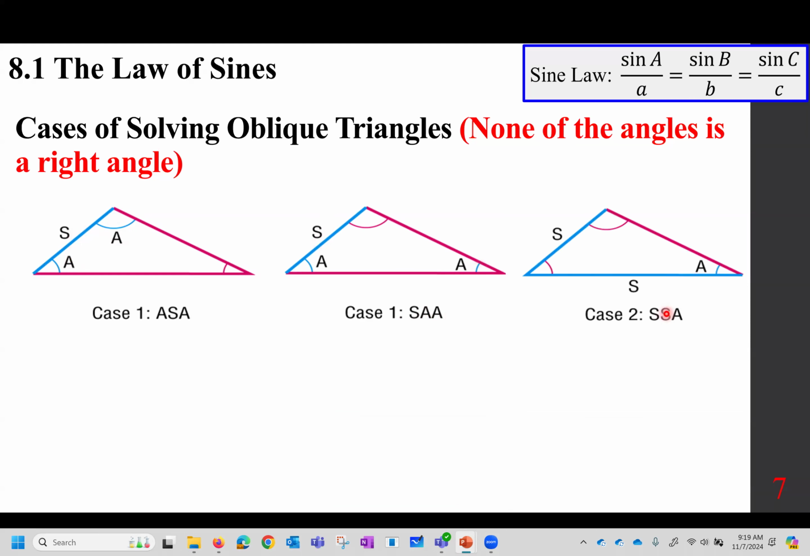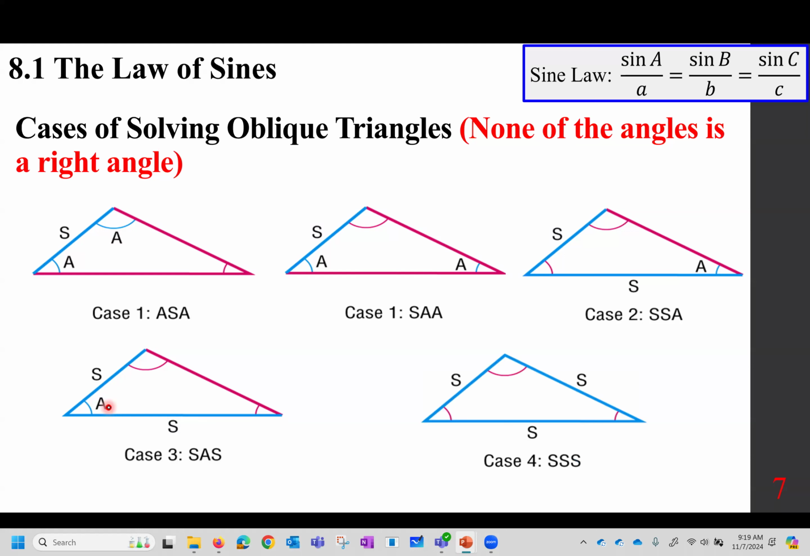Case number 2, SSA, we have two sides and an angle. This is SAS, side angle side. The difference between these two is that this is called the included angle, the angle between the two sides. SSS, we have all sides. So these are different cases of an oblique triangle that we want to solve.